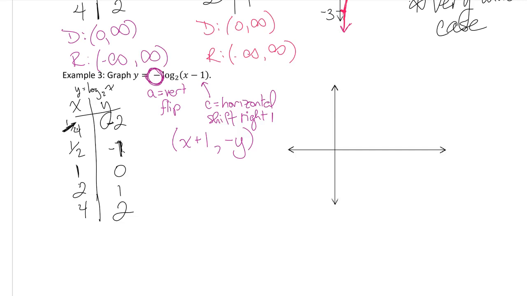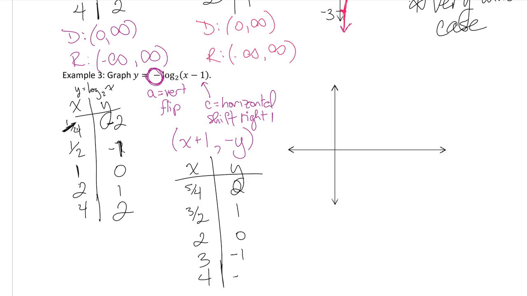So what does that mean in terms of table of values? Well, it means I'm going to add 1 here, so that's going to be 5 quarters, 3 halves, 2, 3, and 4. And these are going to change signs, so it's going to be 2, 1, 0, -1, -2. Once I look at this, then I can graph it.